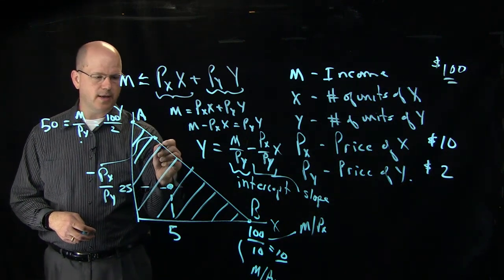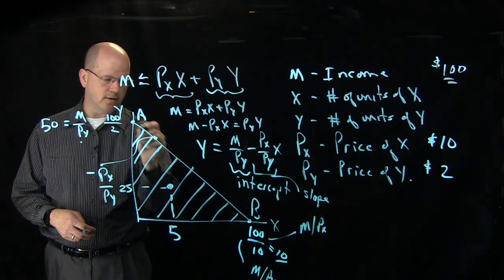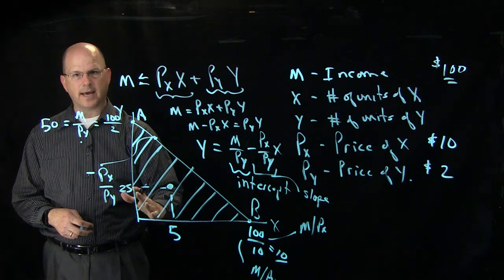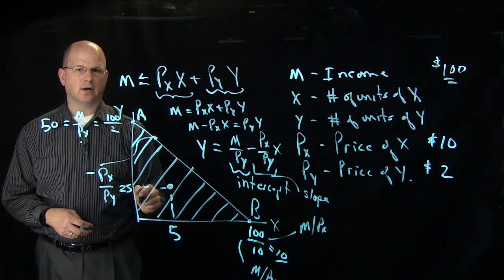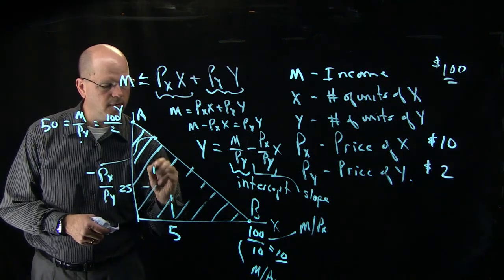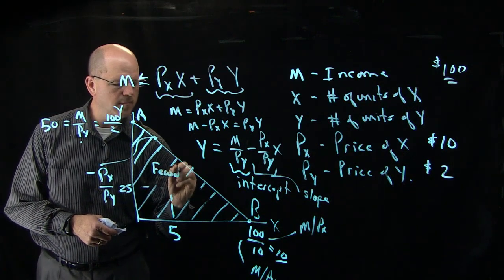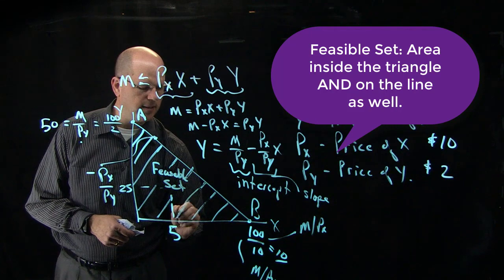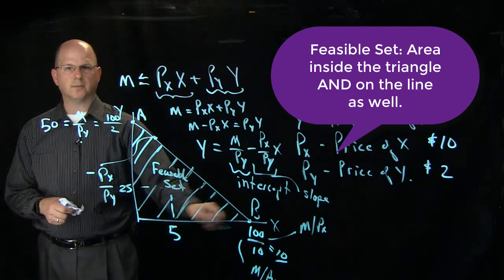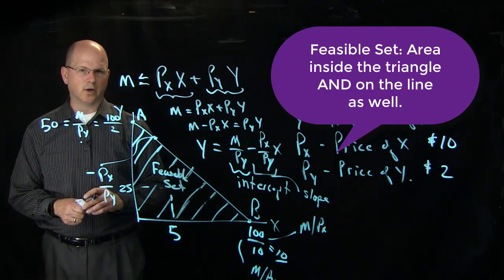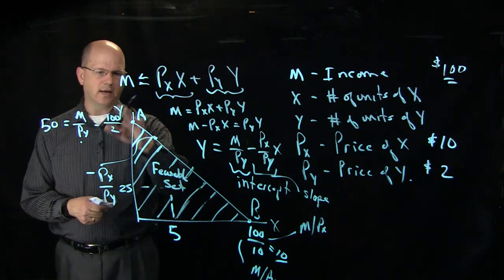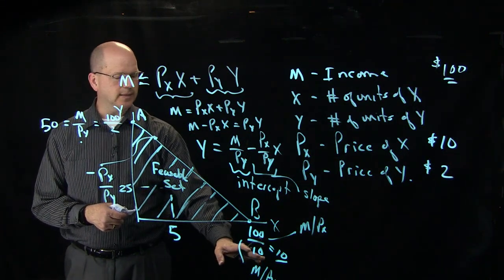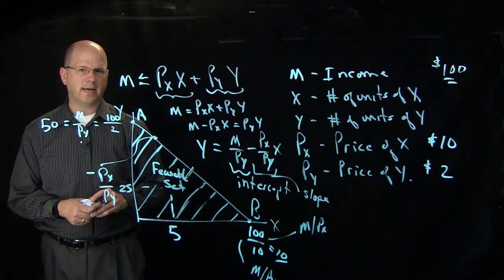So this area here, either on the line or inside of the triangle, is called the feasible set. Anywhere inside this triangle is the feasible set for this consumer, given that they have $100 of income and the price of X is 10 and the price of good Y is 2.